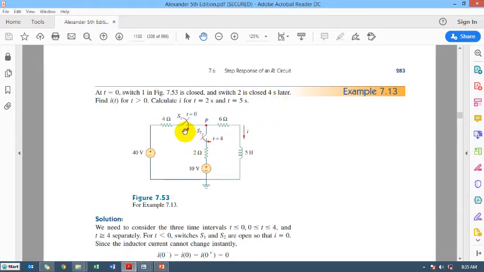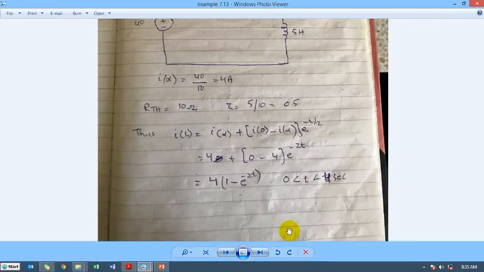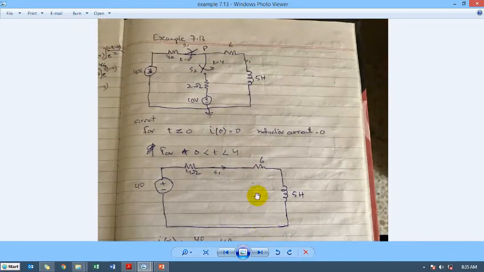One switch is getting on at t is equal to 0, switch 1 is closed. At t is equal to 0, the switch will get closed, but at t is equal to 4, this other switch will be closed. So we will just start solving this problem here. Although it's solved in your book, I will be doing it on copy and pencil.